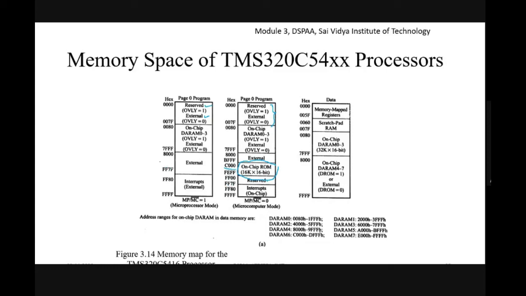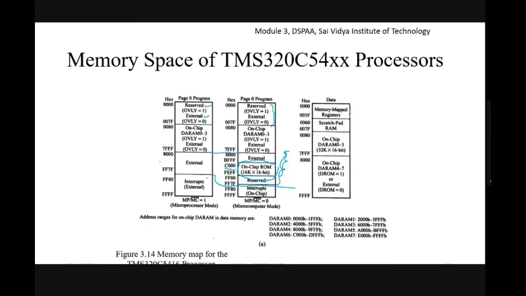In microprocessor mode, up to FF7F it was external only, but now it is divided into three parts. The boxes in the graph are not drawn to exact scale. So the space from 8000 to FF7F in this diagram is only external, but in microcomputer mode it is divided into external, on-chip ROM of 16K, and again a part of it is reserved.